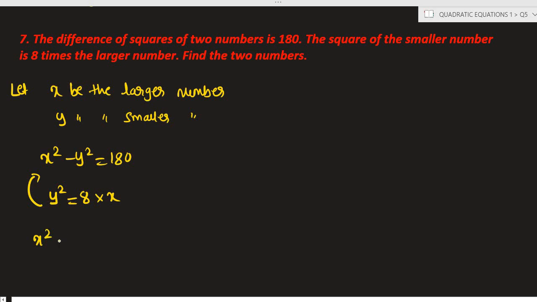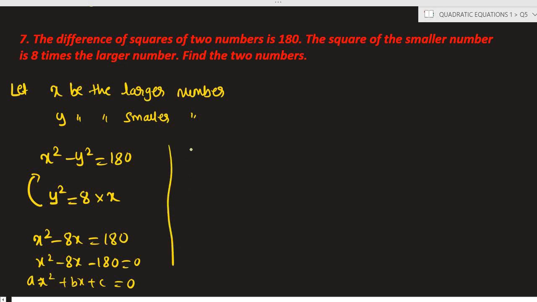y square is equal to 8x. From this equation, the above equation becomes x square minus 8x is equal to 180. x square minus 8x minus 180 is equal to 0. You compare this equation with the standard form ax square plus bx plus c is equal to 0, and what is a here? a is equal to 1. What is b here? b is equal to minus 8. What is c here? c is equal to minus 180.